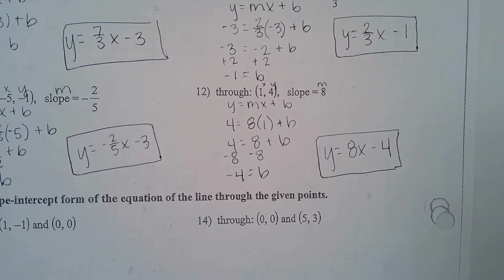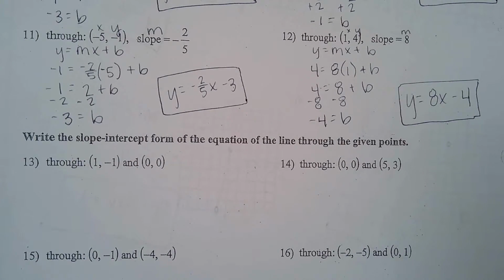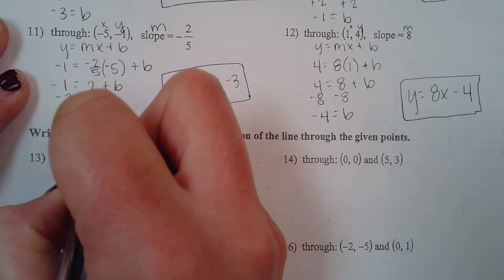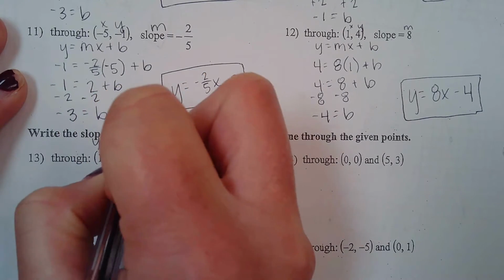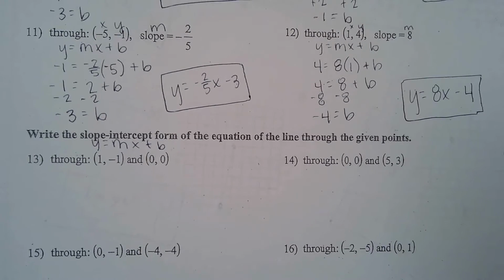No. Alright, so for the next one, I need you to really pay attention, because if you don't, you're going to do twice as much work as you need to. So for this part, you're still writing the equation of a line. What form is that going to be in? y equals mx plus b. They're just giving you points this time. So what 2 things do you need to write the equation of a line? You've got to find your m and your b.